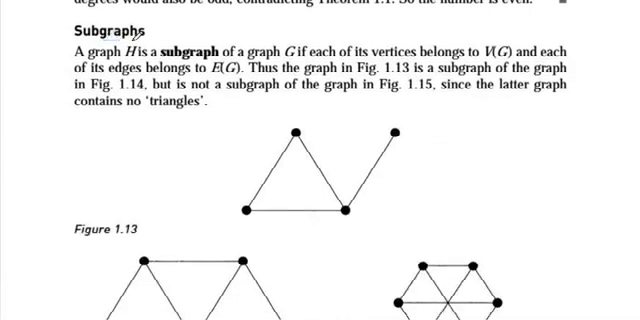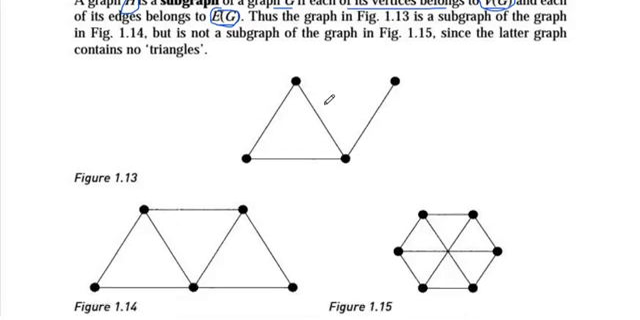Then next is the subgraph. A graph H is a subgraph of graph G if each of its vertices belongs to the V of G and each of its edges belongs to the E of G. So what is called a subgraph? A subgraph means a small graph of G. If H is a small graph, then all of its vertices and all of its edges belong to the main graph G. Just like this.